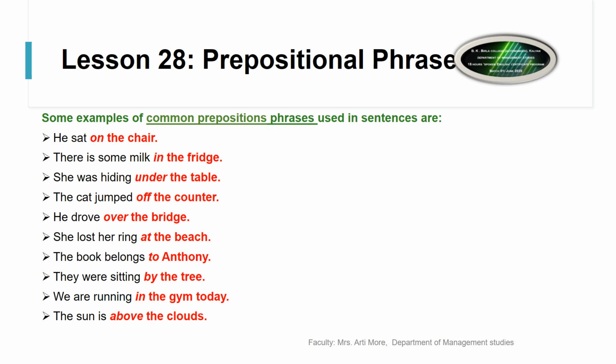She lost her ring at the beach. At the beach is a prepositional phrase. The book belongs to Anthony. To Anthony is a prepositional phrase. They were sitting by the tree. So by the tree is a prepositional phrase. We are running in the gym today. In the gym today is a prepositional phrase. The sun is above the cloud. Above the cloud is a prepositional phrase.